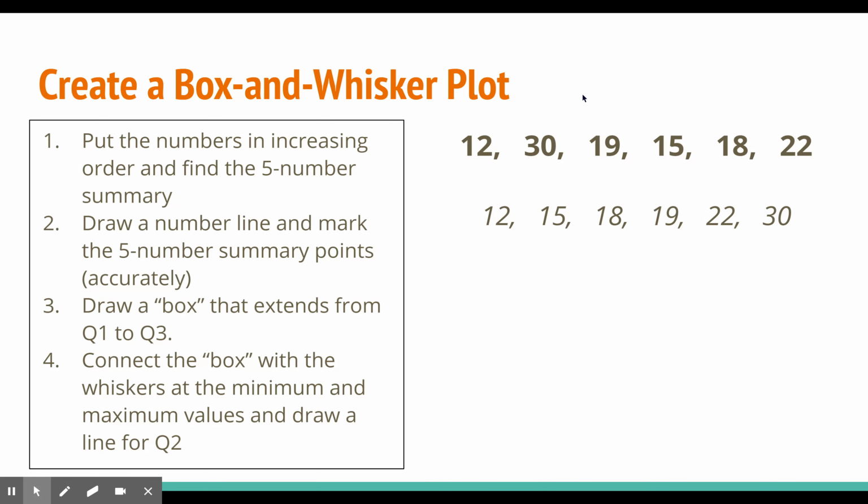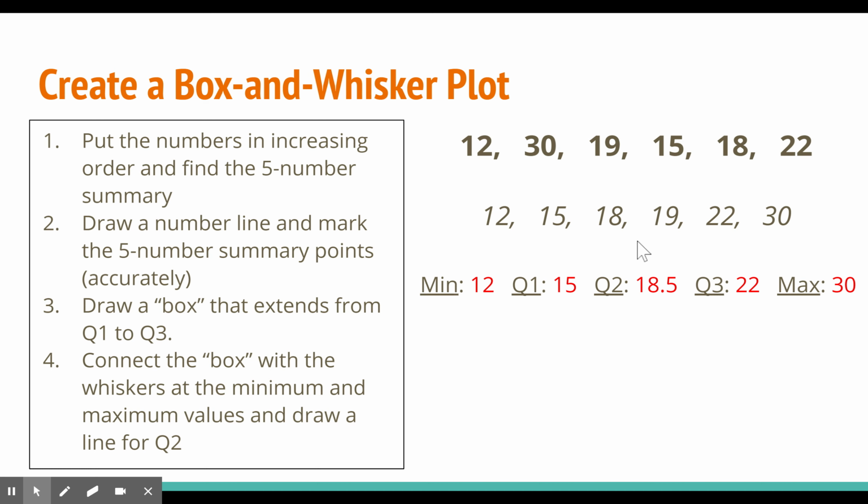So first thing I always like to do is put them in order. Hopefully you did that. You will notice we have an even data set. So when we're finding our median, which is right in the middle of our middle, we're going to take an average of 18 and 19 since those are the middle numbers. That's going to be our 18.5.